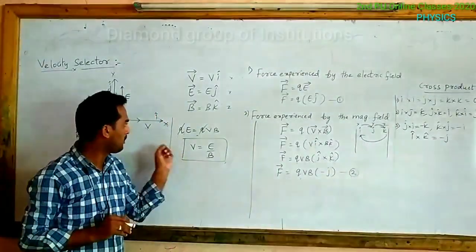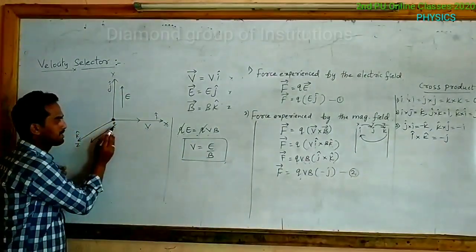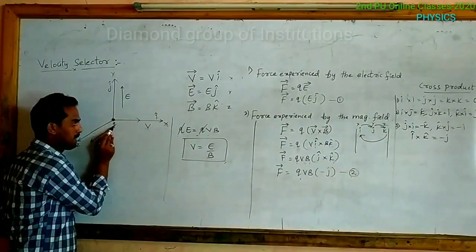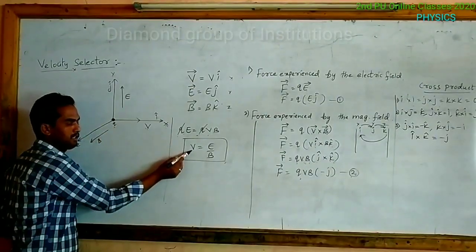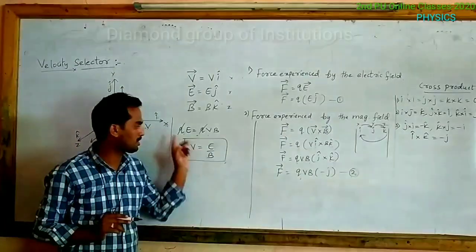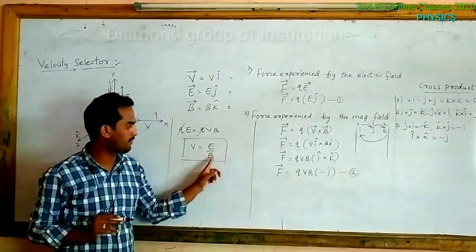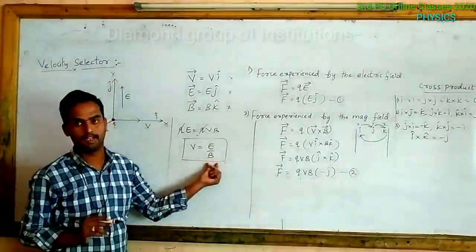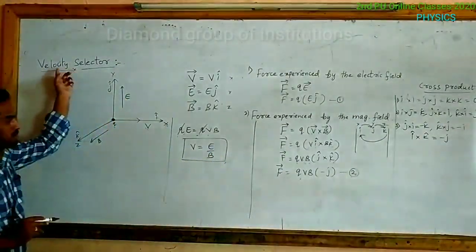That means we choose only a single charged particle, and for that charged particle we are calculating the velocity. And what is the answer? The mathematical expression for the velocity selector is V equal to E divided by B. E means electric field, B means magnetic field. So this is called the expression for velocity selector.